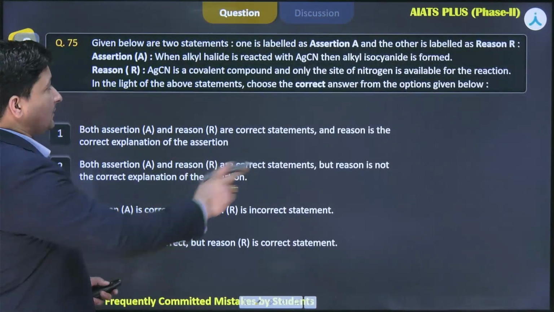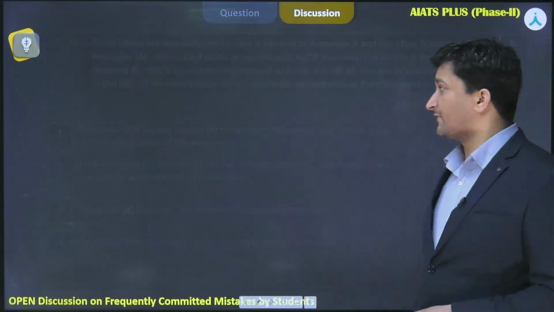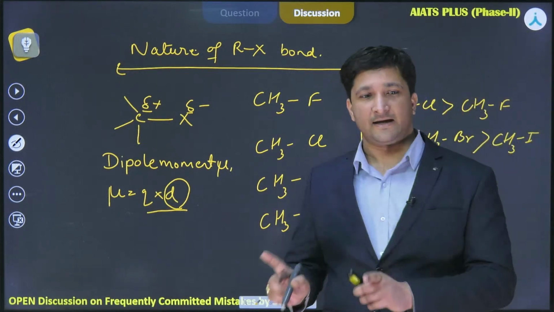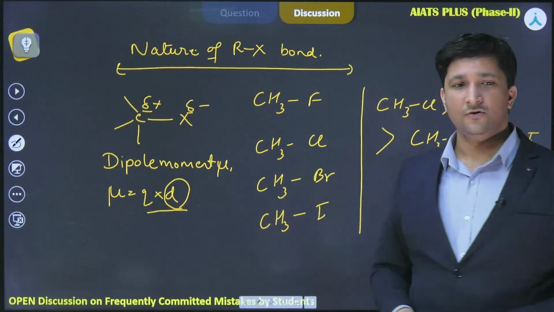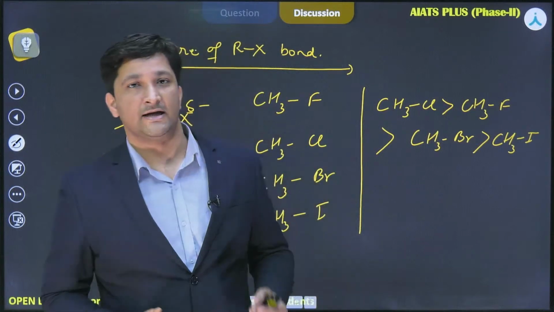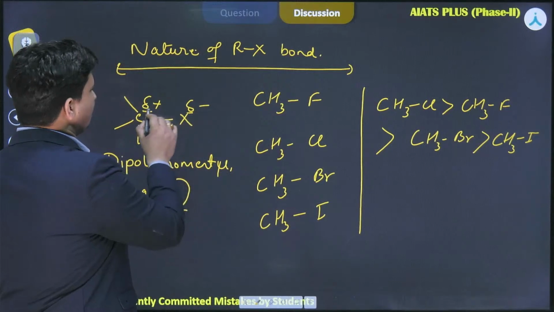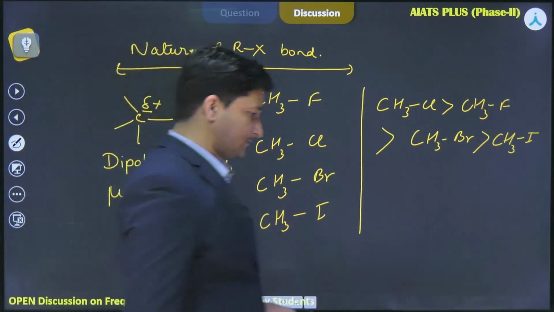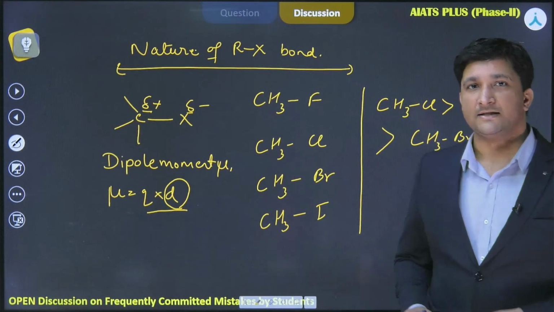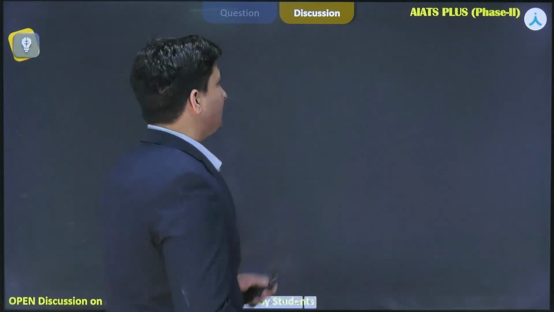Our question is asking that when alkyl halide is reacted with AgCN, alkyl isocyanide is formed. Now this discussion was necessary to explain one very important fact: if a nucleophile attacks this bond, you all know that nucleophiles are nucleus loving, so they will attack those centers which have positive charge on them. So any nucleophile will attack the carbon and nucleophilic substitution will take place. I have already discussed the SN1 and SN2 mechanism in my first lecture. You can go back and check there. But what we are going to discuss here is about AgCN.